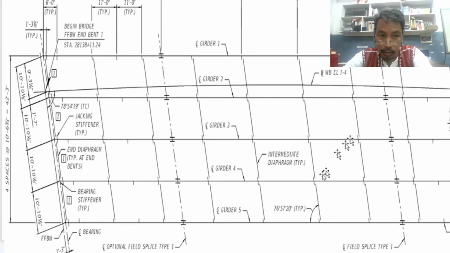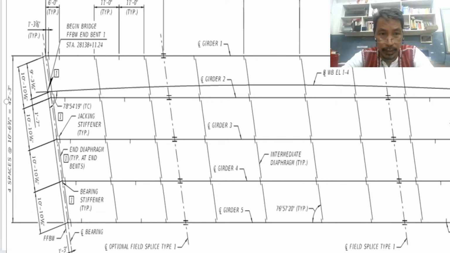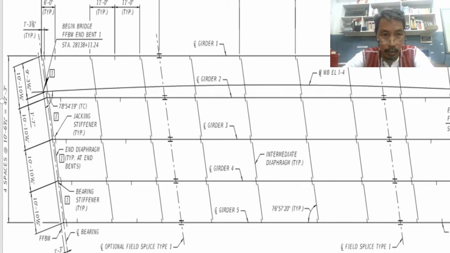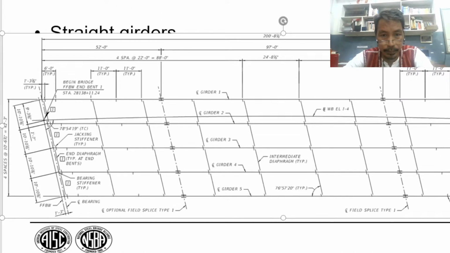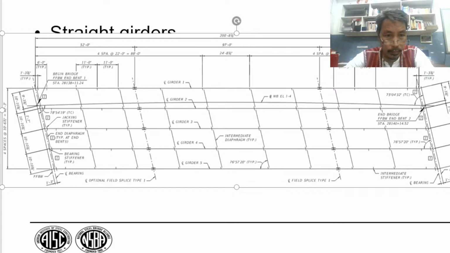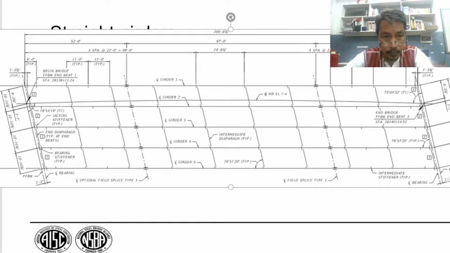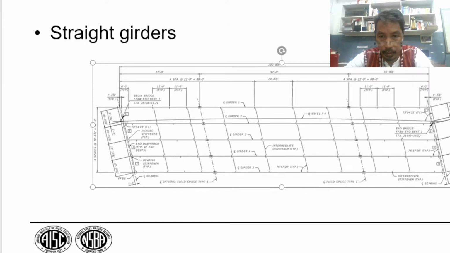Now we are just looking at the girder. We are just looking at the girder details. That's why we don't know the other types. Okay, so let us move on. Any question on this slide? Can we now move on to the next? Okay.